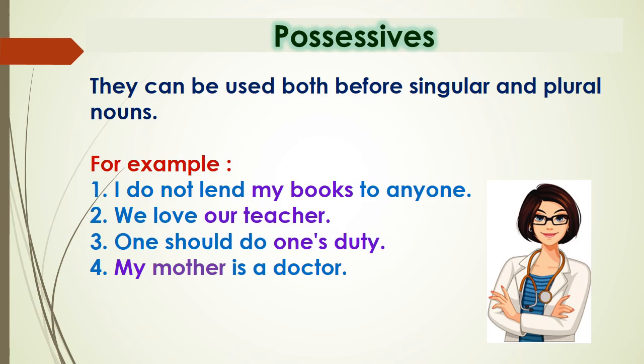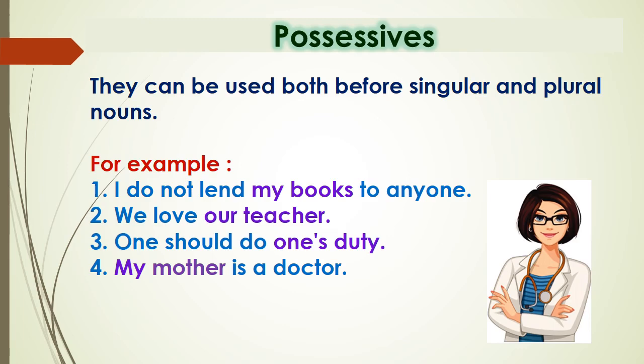Second is, we love our teacher. Third is, one should do one's duty. Last is, my mother is a doctor. Now students, you can notice some words are highlighted in these sentences, and these are the examples of possessive determiners.